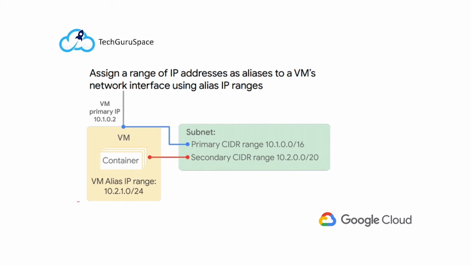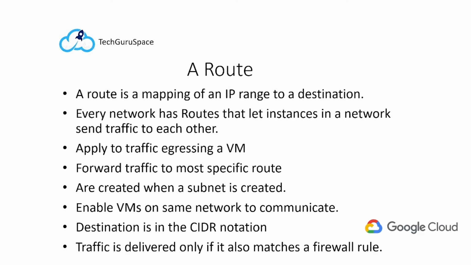In essence, you can configure multiple IP addresses representing containers or applications hosted in a VM without having to define a separate network interface. You can draw the alias IP range from the local subnet's primary or secondary CIDR range. So this diagram provides a basic illustration of primary and secondary CIDR ranges and VM alias IP ranges.